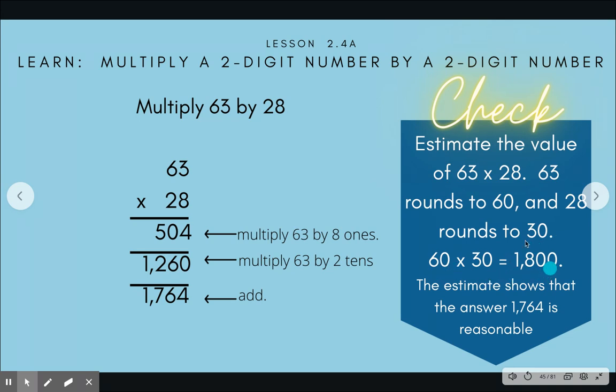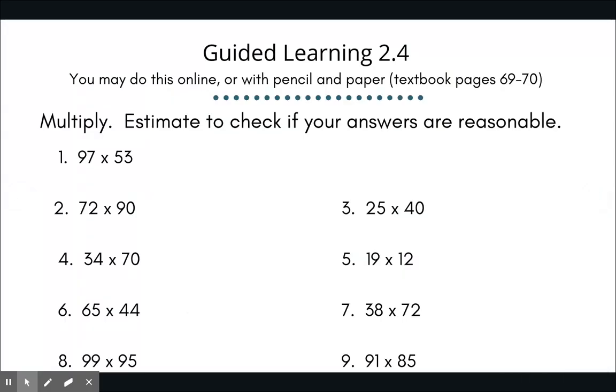When you compare 1,800 to 1,764, that's pretty close. So the estimate shows that the answer, 1,764, is reasonable. For the guided learning, you're going to multiply these using whichever method feels comfortable to you. And then you're going to estimate to check and see if your answers are reasonable.